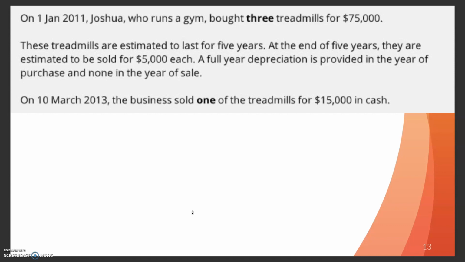Let's take a look at a second example where the business purchased 3 treadmills for $75,000. Each treadmill is expected to last for 5 years, and at the end of 5 years, they can be sold for $5,000 each. This is the scrap value. After 3 years, the business sold one of the treadmills for $15,000 cash.